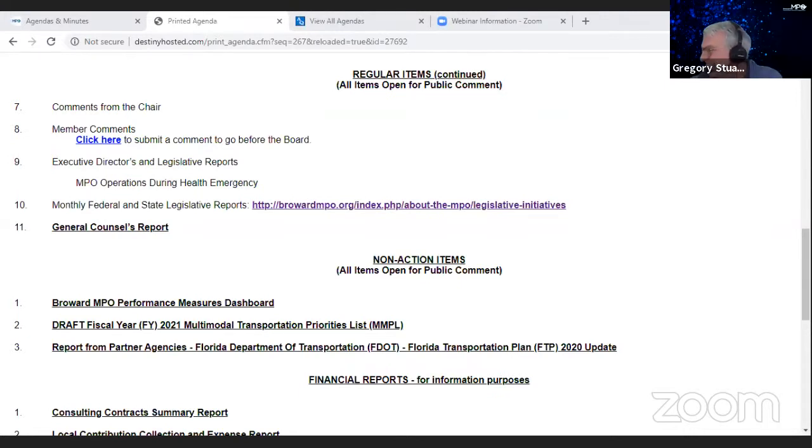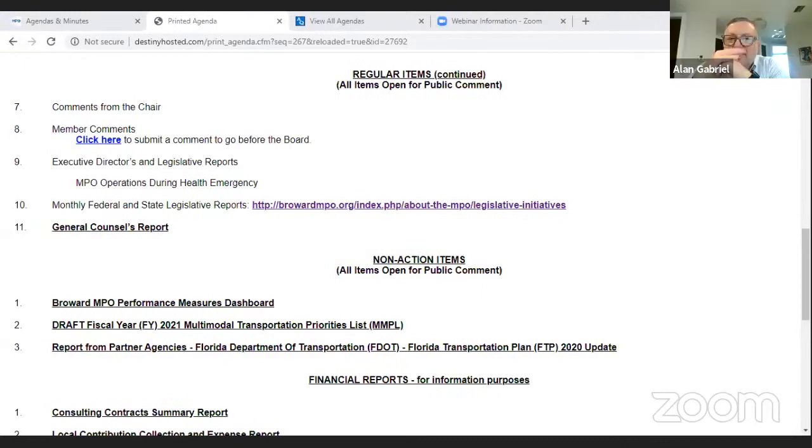Is to thank the entities that have contributed their local contribution. And as of the report that's online right now, that would be the school board. So thank you, Mrs. Good. City of Fort Lauderdale, the City of Hollywood, thank you, Mr. Blattner. City of Miramar, City of Coral Springs, City of Pompano Beach, Davie, pat myself on the back. We've got City of Sunrise, City of Weston, City of Margate, Coconut Creek, Oakland Park, Cooper City, Parkland, West Park, Lighthouse Point, Lauderdale by the Sea, and Hillsboro Beach.